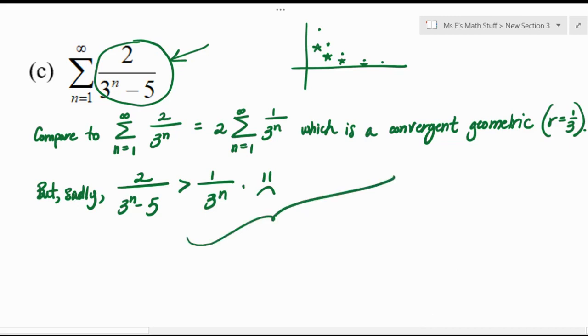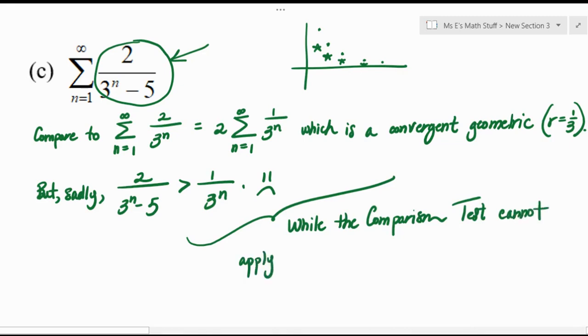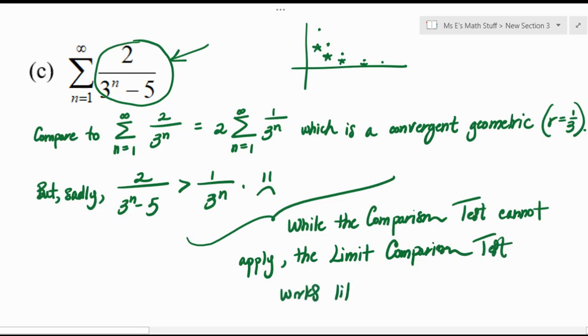But hey, stay tuned, because while the comparison test cannot be applied, what's called the limit comparison test, which we'll talk about in part 2, will work like a charm.